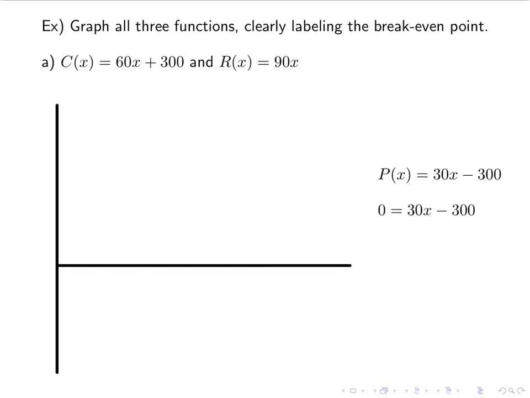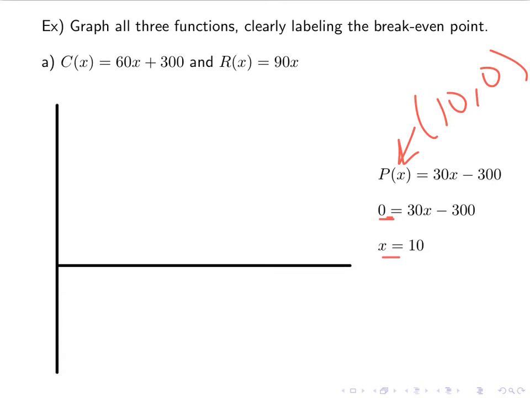So again, I'm going to add the 300 over, divide by 30, and we should be getting 10. So I want you to go back and double check all this math, but you should be getting 10. So for the profit function, I have the point (10, 0). Remember, the profit is 0 and x is 10.